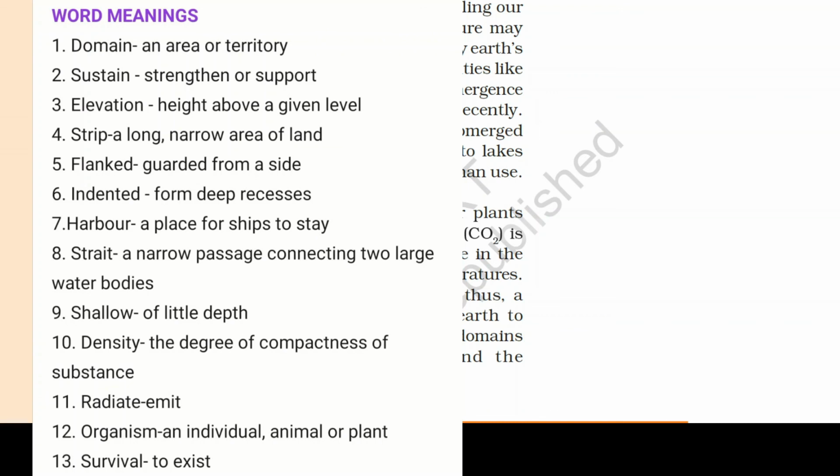Fifth, flanked, means guided from a side. Sixth, indented, means having deep recesses. Harbor means a place for ships to stay. Strait, a narrow passage connecting two large water bodies. Shallow, of little depth. Density means the degree of compactness of a substance. Radiate, which means emit. Organism means an individual animal or plant. Lastly, survival means to exist.